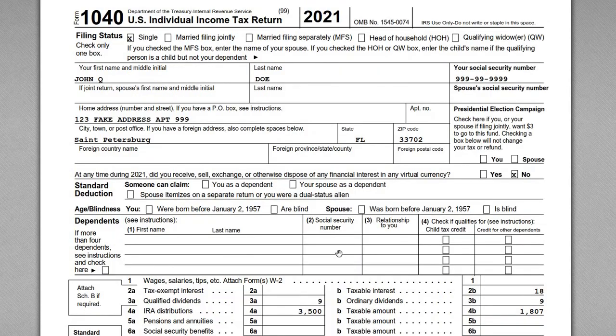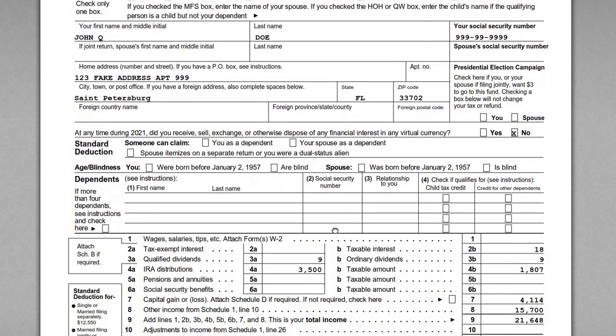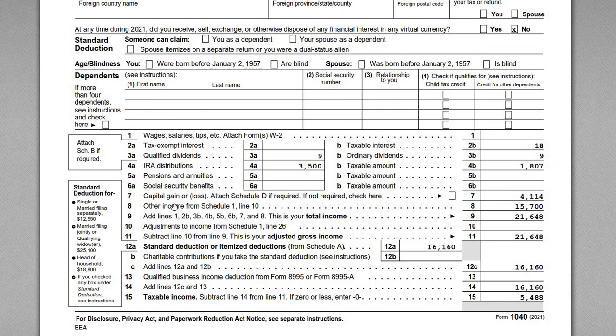So if we go back up to page 1 of the 1040 here, John Doe's 1040, line 4 is what we're looking at here, right? The gross amount of the distribution, line 4a, is $3,500. Then the taxable piece on line 4b is that $1,807, right? So the difference there, that roughly $1,600 number, is not going to be taxable on your Form 1040. It's a return of principal.